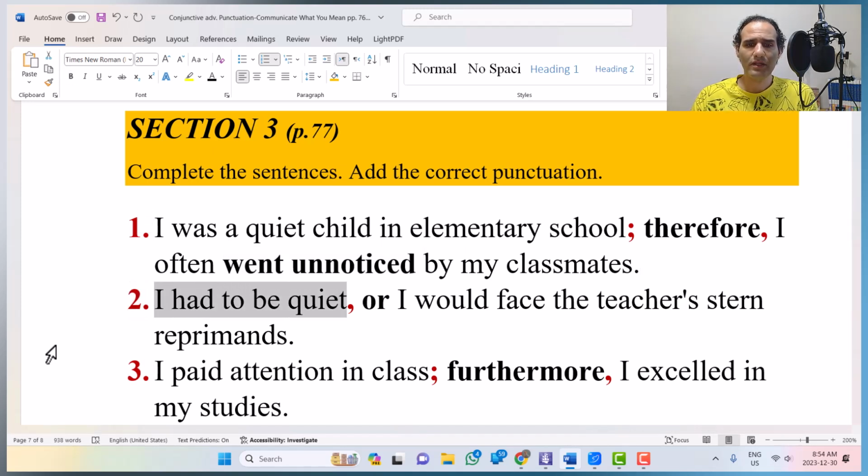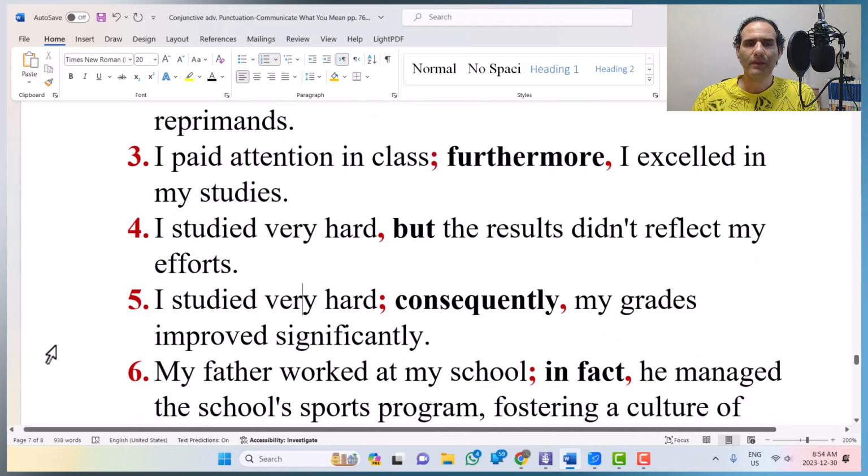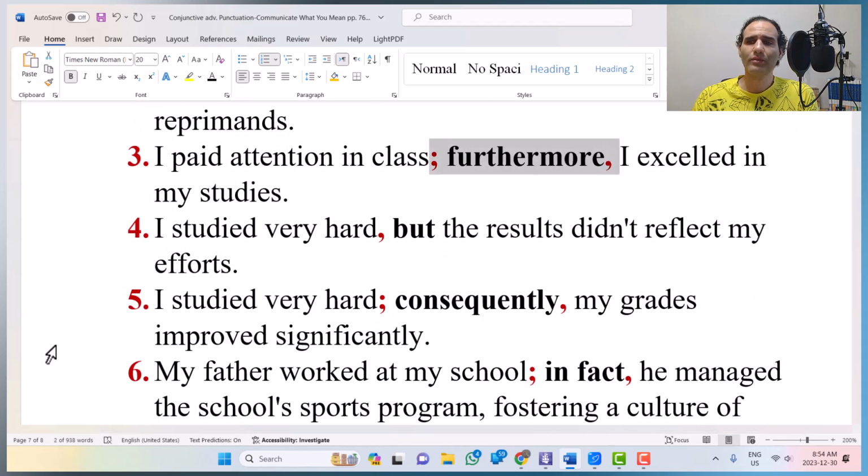I had to be quiet, or otherwise, if I was not, I would face the teacher's stern reprimands. Reprimands. Okay, beautiful. Stern reprimands. Strict frown. Punishment. Number 3. I paid attention in class, therefore, furthermore, I excelled in my studies. Excel, verb of excellent.